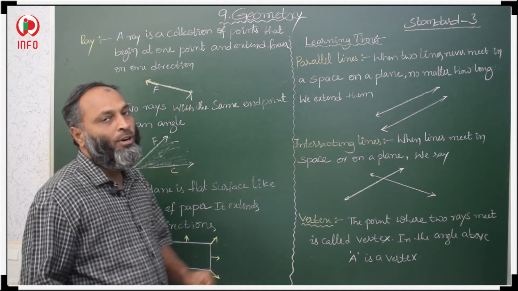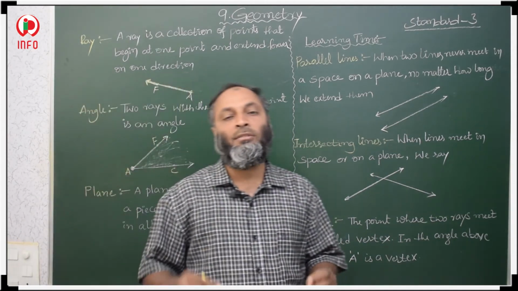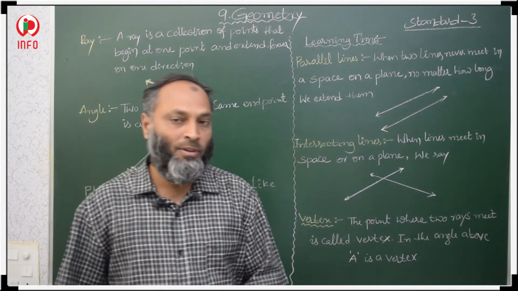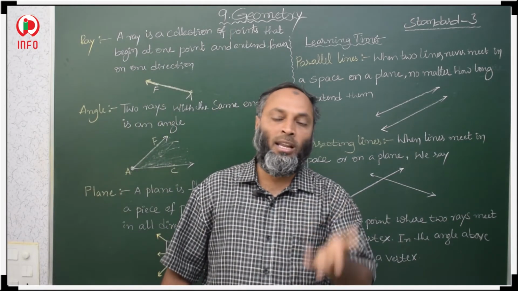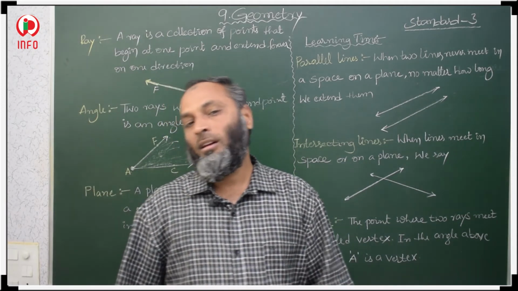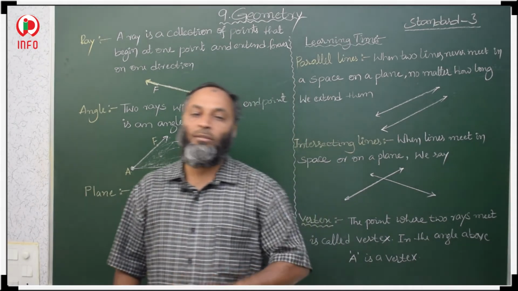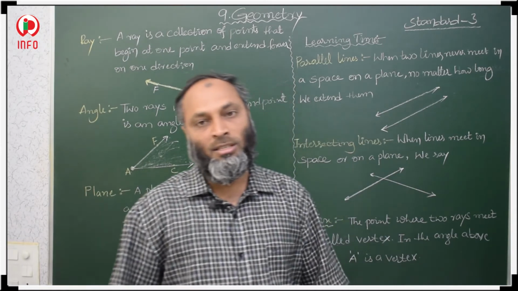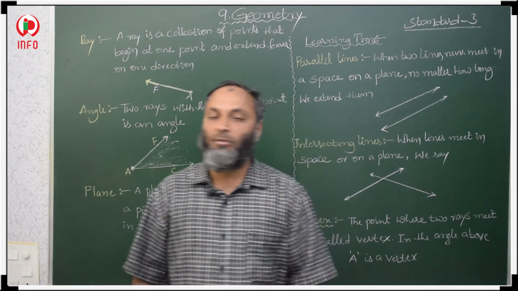So what is a plane? A plane is a flat surface like a paper surface, table surface, chair surface, TV surface, floor surface. All these surfaces are plane surfaces. That is, plane means a flat surface.